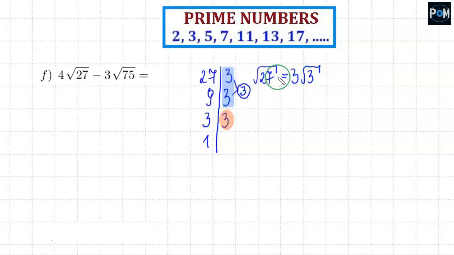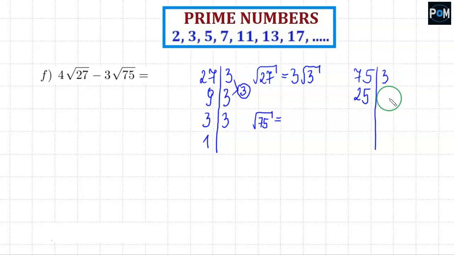I have the square root of 27, and I still have to do the square root of 75. I obviously need to factor the number 75 into its prime factors. 75 is not divisible by 2, but it is divisible by 3. 75 divided by 3 gives me a result of 25. 25 is not divisible by 3, but by the next prime, 5, it is divisible. 25 divided by 5 is 5, and 5 divided by 5 is 1.